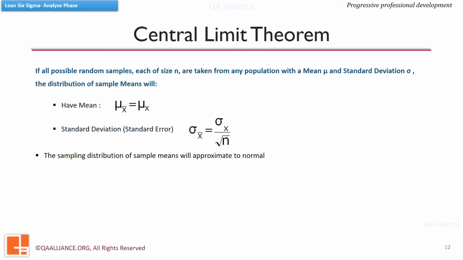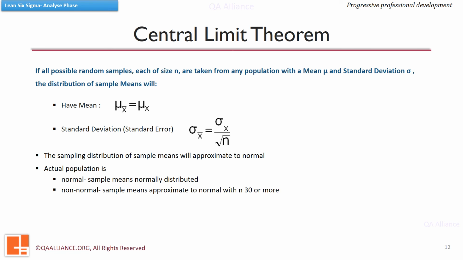The sampling distribution of sample means will approximate to normal. The degree to which a sampling distribution approximates to normal becomes greater as sample size n becomes larger. From the exercises we did in this lesson, we can say that the sample means will be normally distributed when the actual population is normally distributed, or will be approximately normal for samples of size 30 or more when the actual population is not normally distributed.